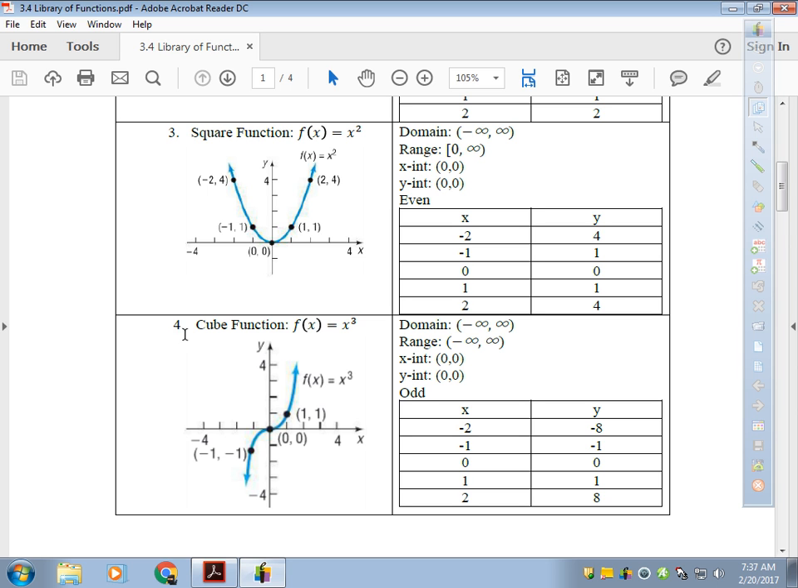Our fourth parent function is the cube function, f of x equals x cubed. It looks kind of like this. This is called a cubic. Okay? It goes down on one side and up on the other side. And it kind of twists as it goes through the origin there. It has a domain of negative infinity to infinity, a range of negative infinity to infinity. The x and y-intercept are both this point here at the origin, 0, 0. It is an odd function because it has origin symmetry, so reflect and then reflect. And then here's your table of values, negative 2, negative 8, negative 1, negative 1, 0, 0, 1, 1, and 2, 8.